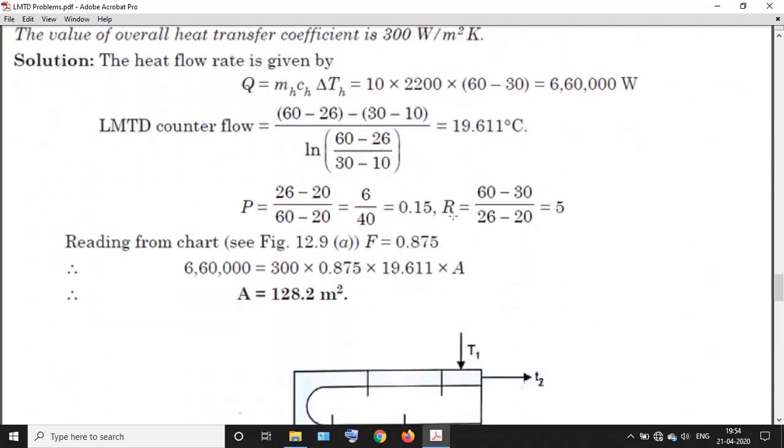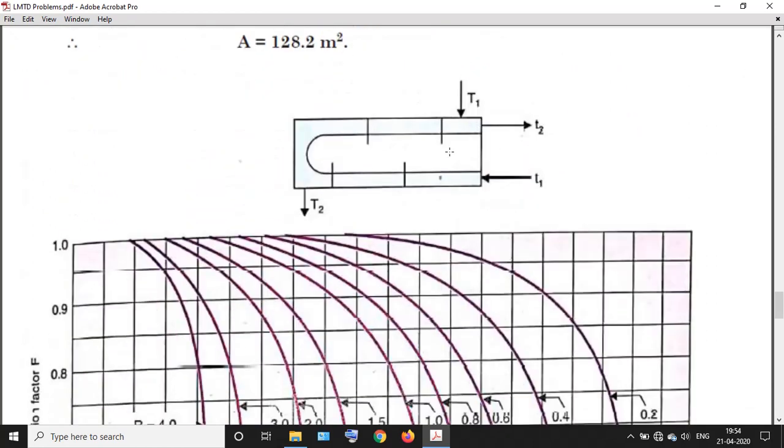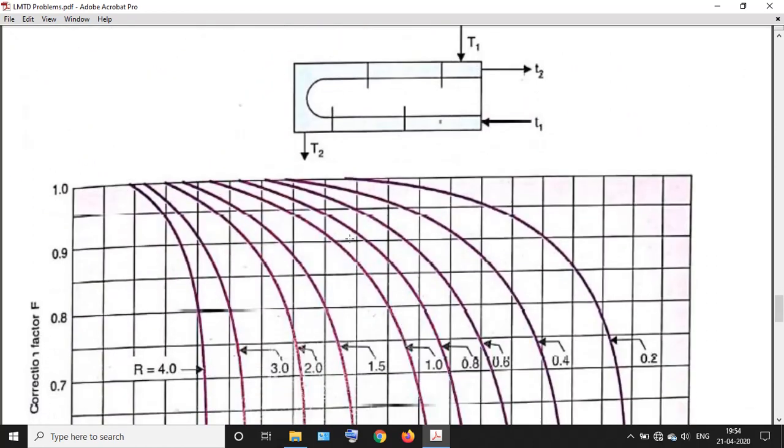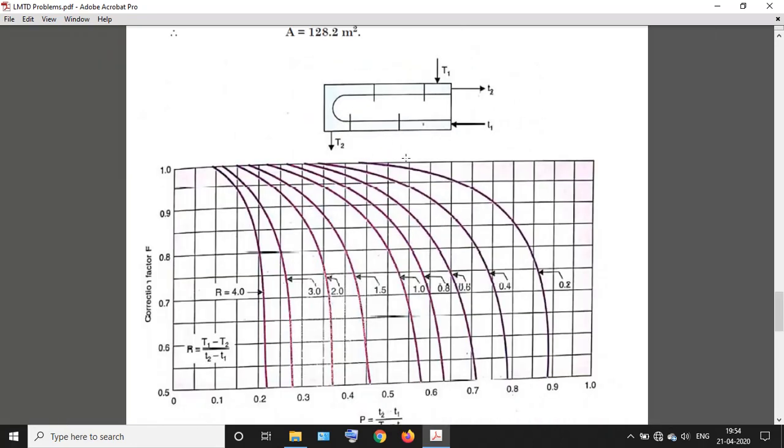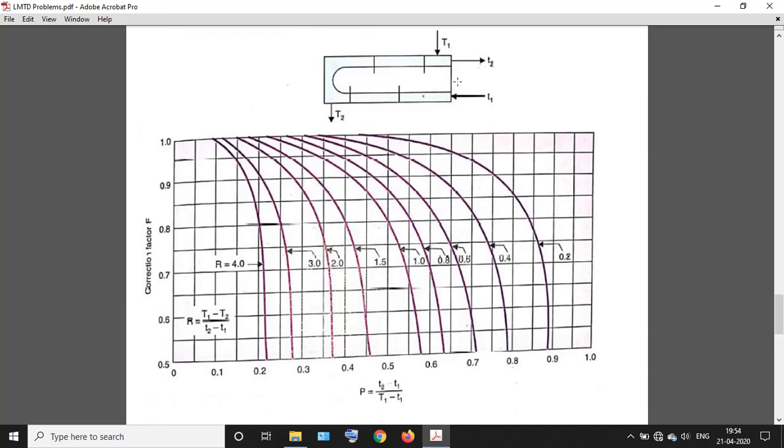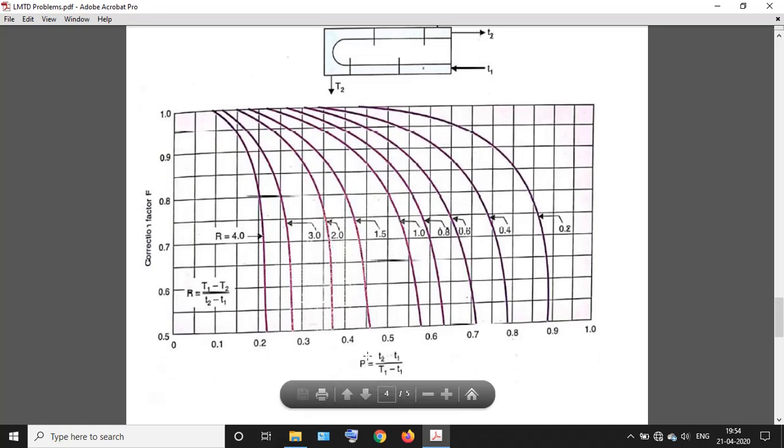Here it is given a shell and tube heat exchanger with 2 tube passes. If we go to your data book, you can see a particular page with the title shell and tube heat exchanger, single shell with multiple passes. You will see a title and a chart. Here they give the equations for P as well as R: P is (t2 minus t1) by (T1 minus t1), and R is (T1 minus T2) by (t2 minus t1).